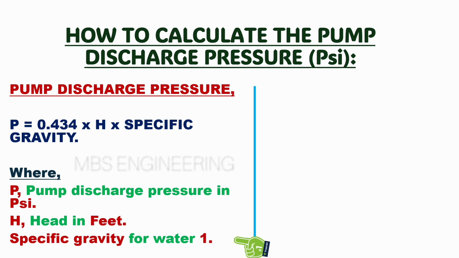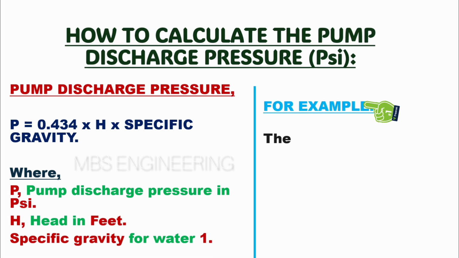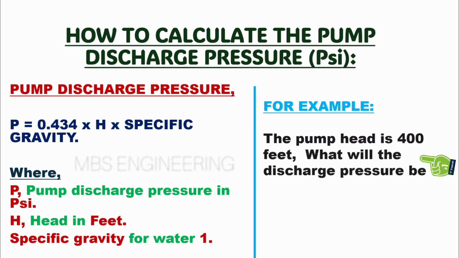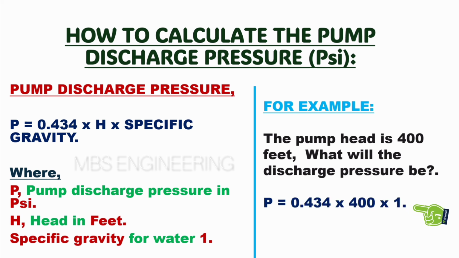Next, we will learn a sample example to calculate the pump discharge pressure. The pump head is 400 feet. What will the discharge pressure be? P = 0.434 × 400 × 1. Therefore, the pump discharge pressure P = 173.6 psi.